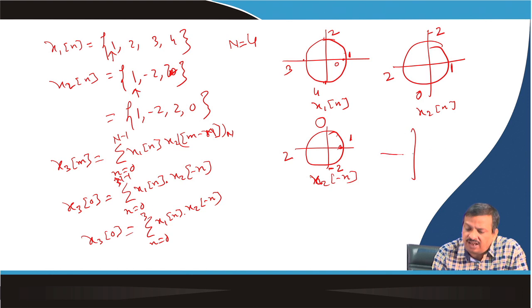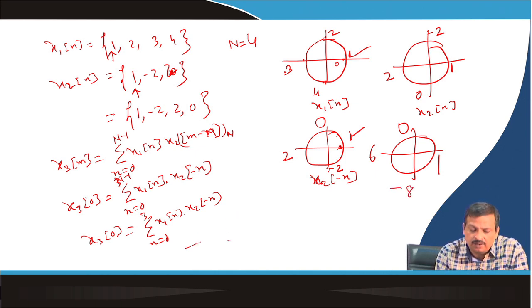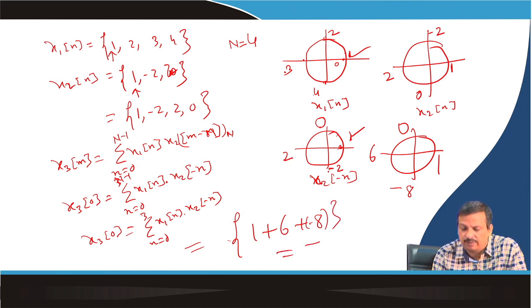So, what should be the product? This multiplies with this 1, this multiplies with this 0, this multiplies with this 6, this minus 2 multiplies with this minus 8. So, what is the sum? The sum is nothing but 1 plus 6 plus 8 minus 8, which is nothing but 7 minus 8, equal to minus 1.